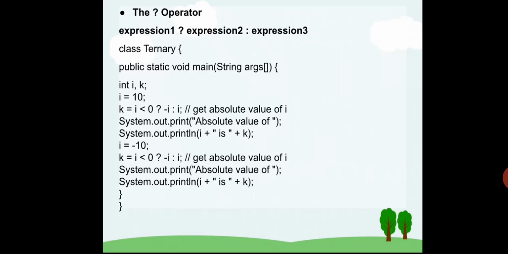Now what will be the output? The first output was absolute value of 10 is 10. What about the second output? The second output will be absolute value of minus 10 is 10. Why minus 10? Because you initialized minus 10 to I in the above part. Can you see there? So the output will be absolute value of minus 10 is 10.